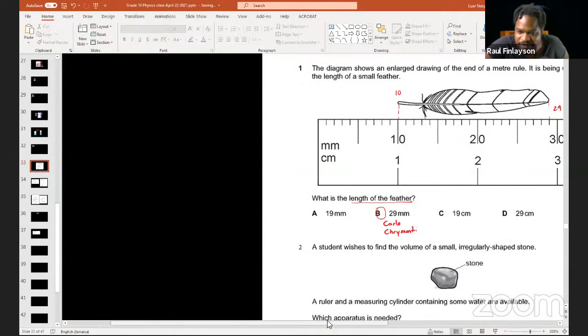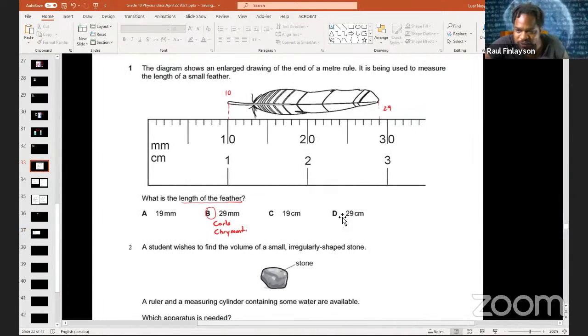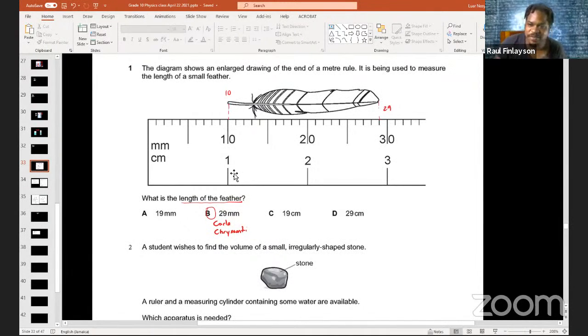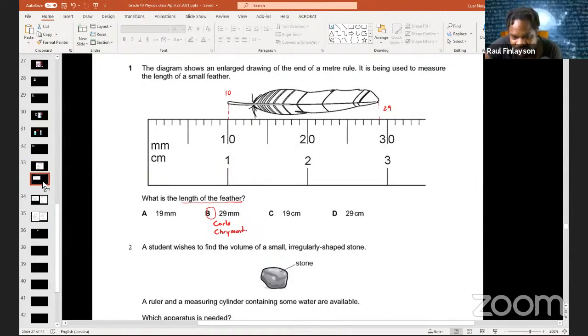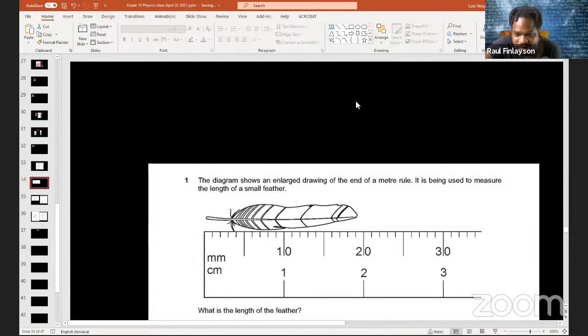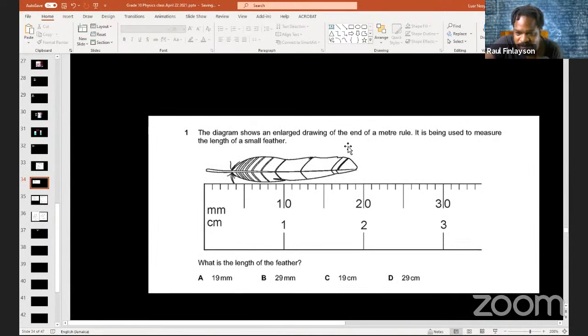It's the same feather we have here. What's the difference between the feather I showed you and this one? Over here you said it is 29. And I moved the feather from where you see it to up here, and now you're saying it's 19. So is the feather the same length or is it a different length? Did the feather shrink? Did the feather grow?